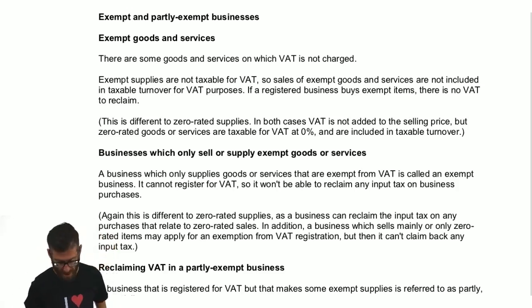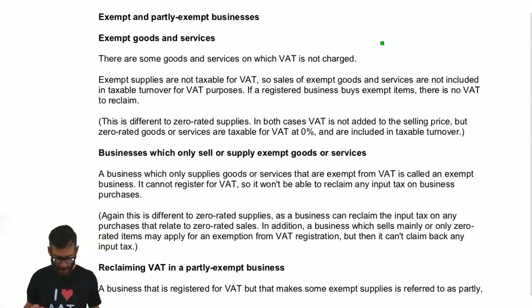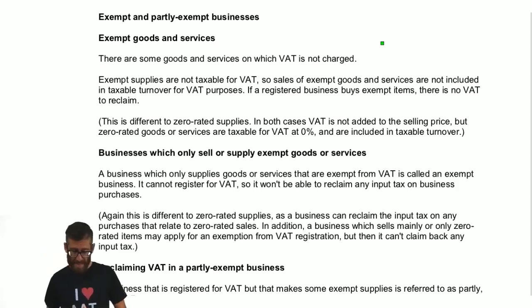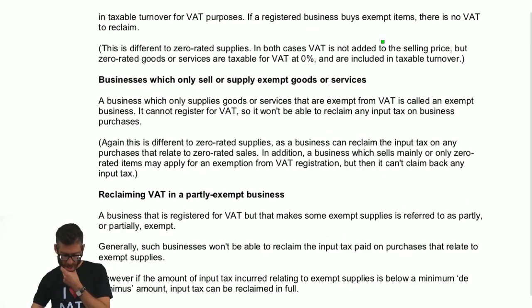correct answer. So there are some goods and services on which VAT, yep, we know that. Exempt supplies are not taxable, yep, we know that. They're not included. Okay, if a registered business buys exempt items, there is no VAT to claim. Of course, because they weren't charged in the first place. This is different to zero rated supplies. Okay, not really of much excitement so far.